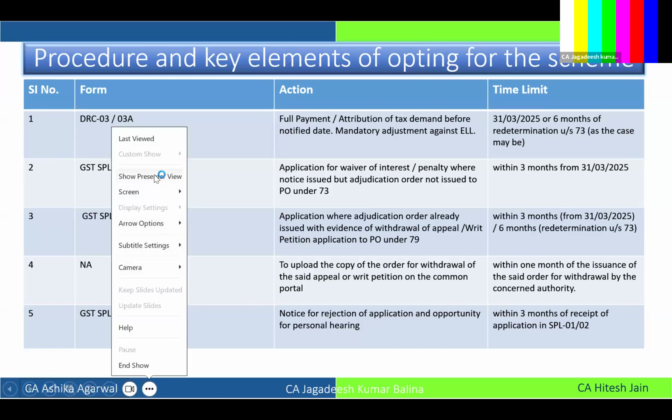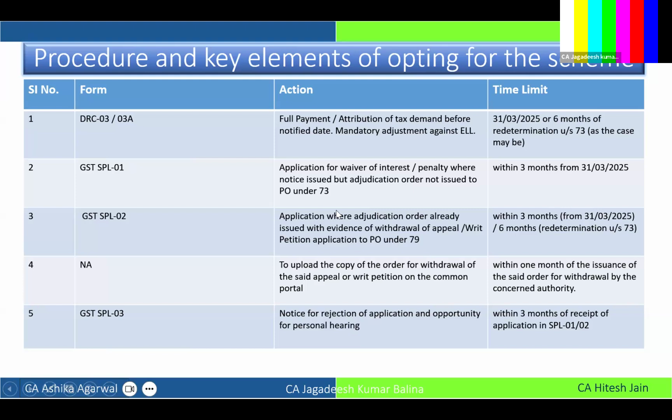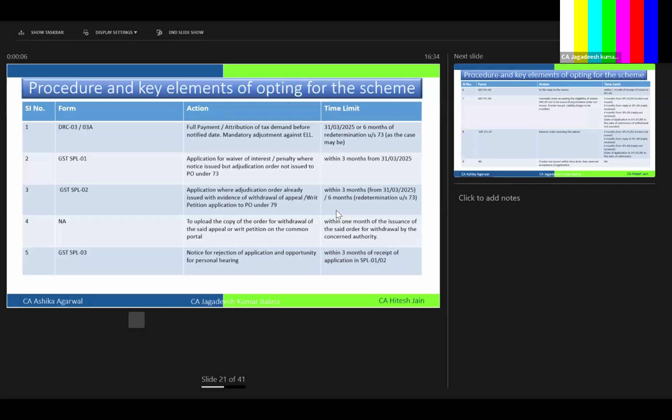So now we'll see the procedure, how to opt for this scheme. If you made the full payment of tax before the notified date, that is before 31st March 2025, you have made the entire payment of the tax. One of the conditions is that you have to make the payment against the order reference number, so that it is set off with your electronic liability ledger. Okay. If you have already made the payment through DRC-03 by selecting a voluntary basis.